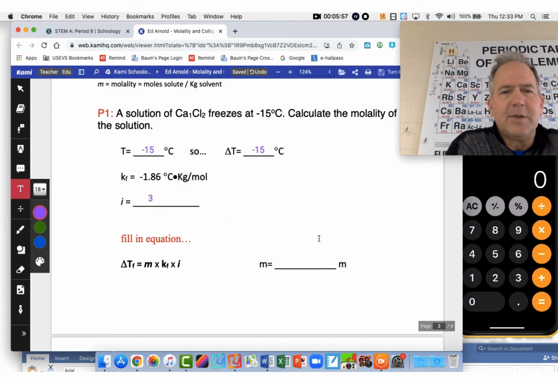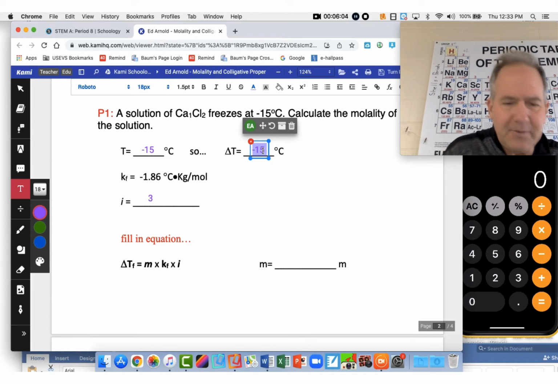All right. So we have all of our information. Now let's put it in the right spots. What's the change in temperature? Well, that's 15. Copy. Paste it in.